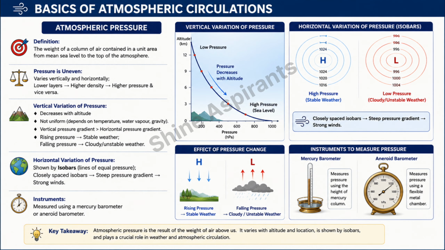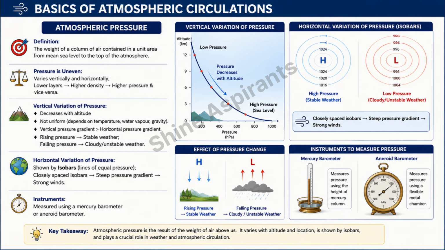Atmospheric pressure. Definition: the weight of a column of air contained in a unit area from mean sea level to the top of the atmosphere. Pressure is uneven, varying vertically and horizontally. Lower layers have higher density and higher pressure. Vertical variation decreases with altitude. It is not uniform; it depends on temperature, water vapor, and gravity. The vertical pressure gradient is greater than the horizontal pressure gradient. Rising pressure means stable weather, falling pressure means cloudy and unstable weather.